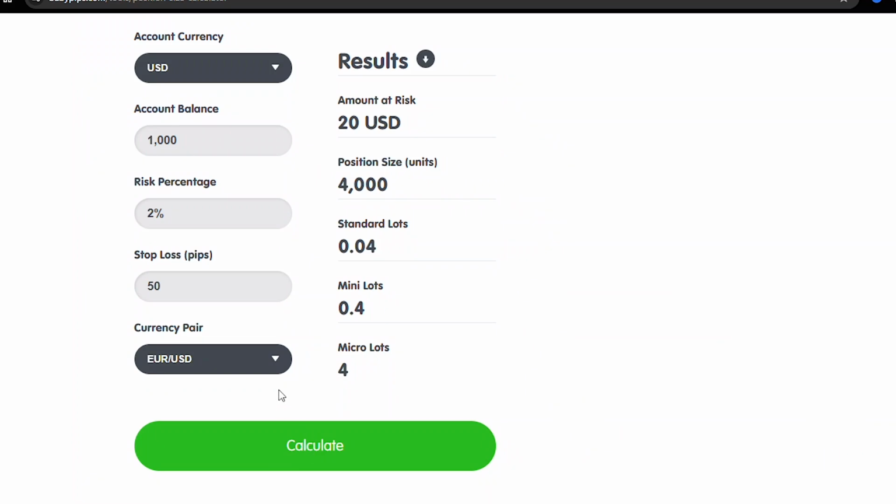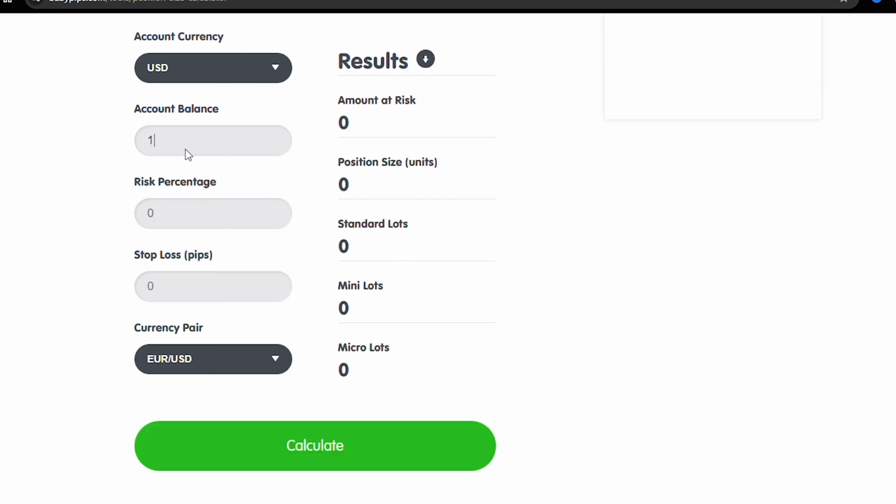So what you need is one more thing. You also want to know, okay, if I want to risk $20 on a 50 pip move, how many lots am I going to use? And the calculation is simple. You can use a lot of position size calculators, but if you really want to do it manually, here's what you can do.